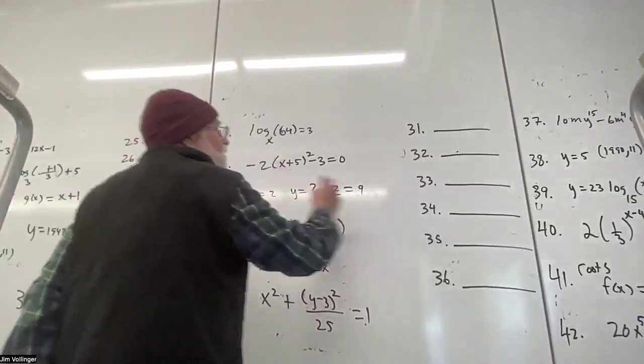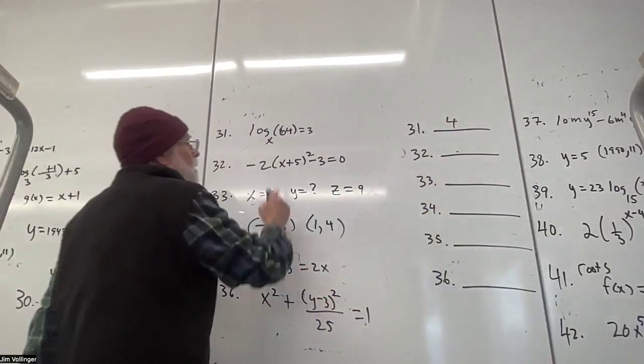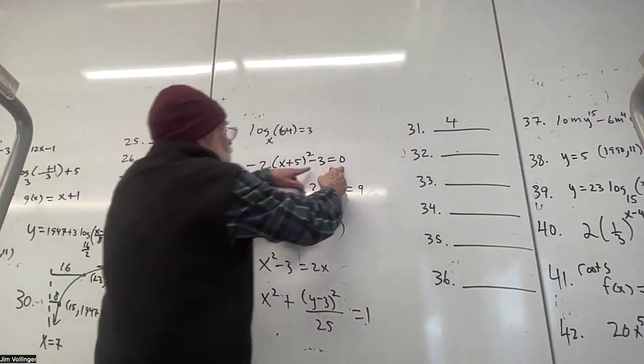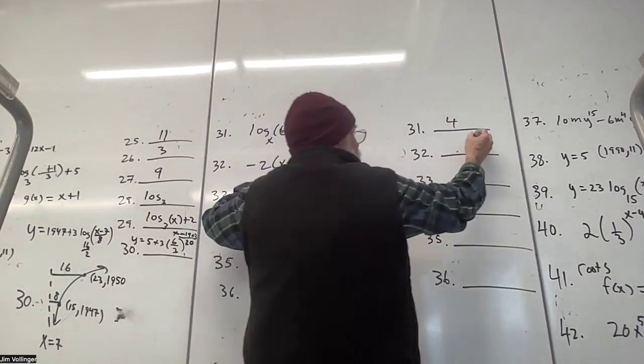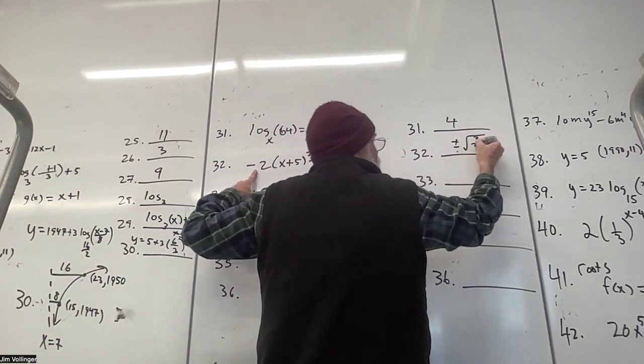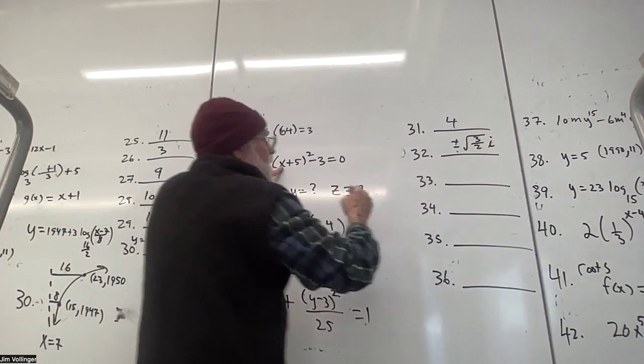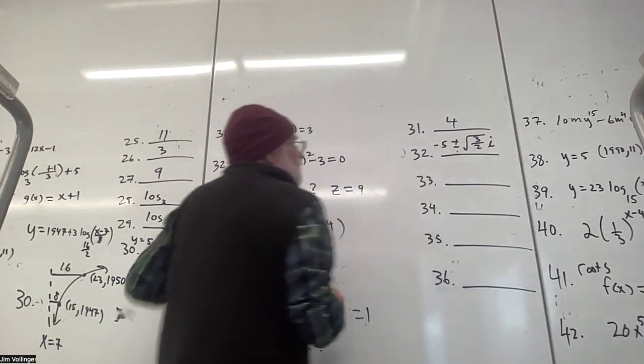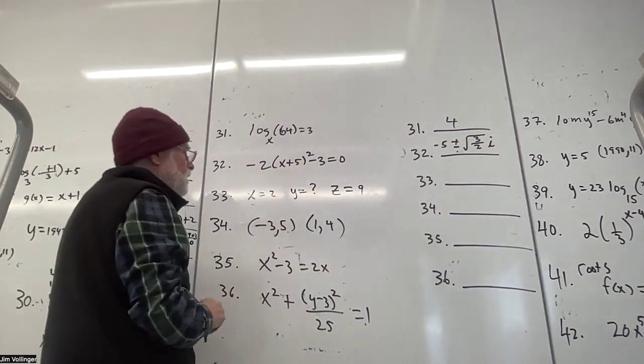All right, so I can see that's a 4. I want a 0, so what am I gonna do? I'm gonna bring the 3 over. I'm gonna divide by -2, so I know I have plus minus the square root of 3/2, it's imaginary. And I'm gonna bring the 5 over, so it's -5. That'll get you the roots in this quadratic.